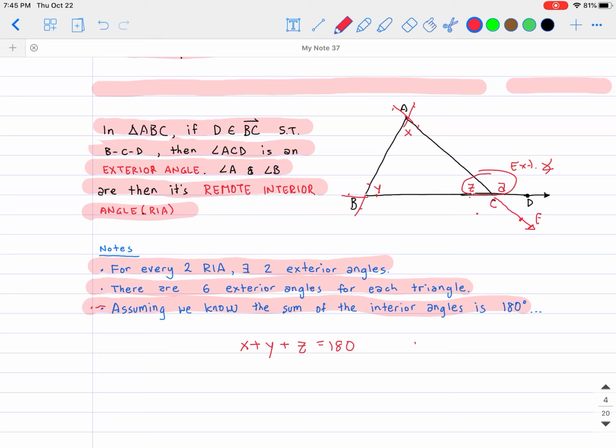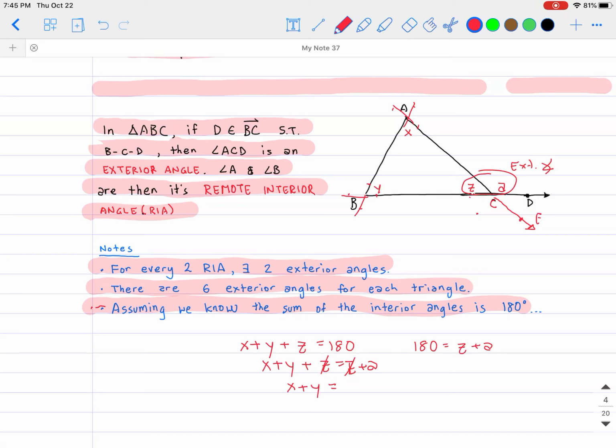Another thing that's equal to 180 degrees would be Z plus A, because if you notice, they form a linear pair, hence they are supplementary to each other, hence they are 180 degrees. So 180 is also equal to Z plus A. And since they're both equal to 180, we can set them equal to each other.